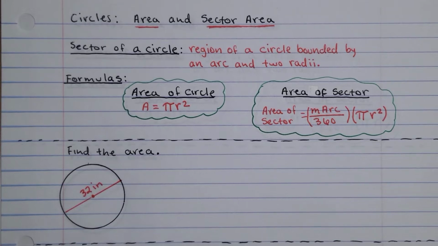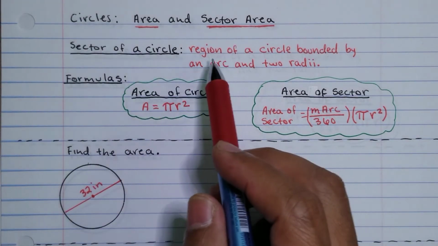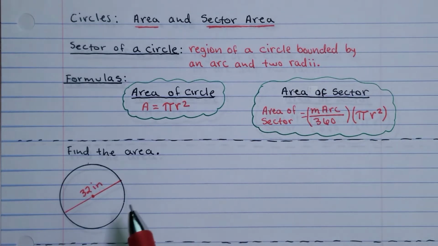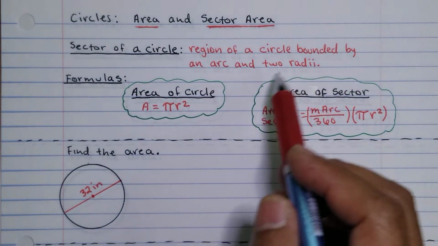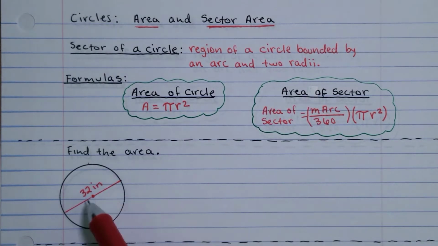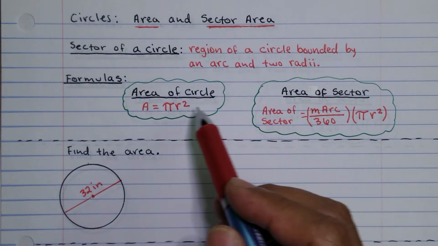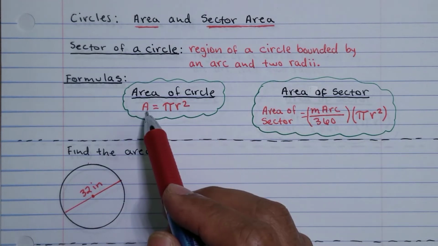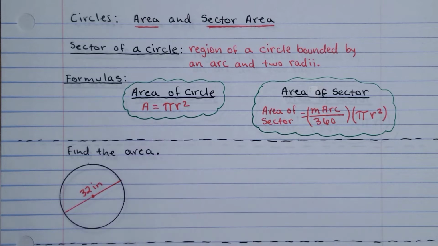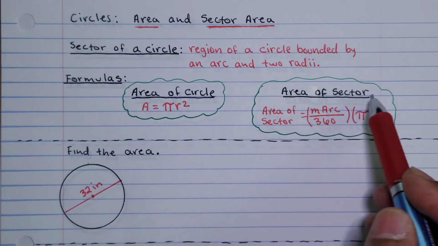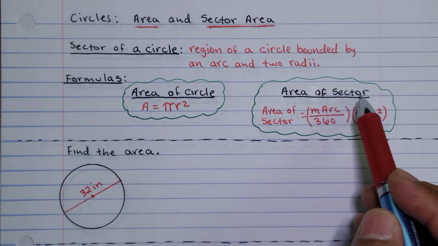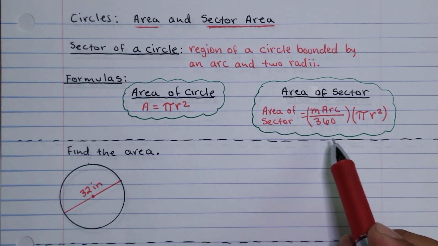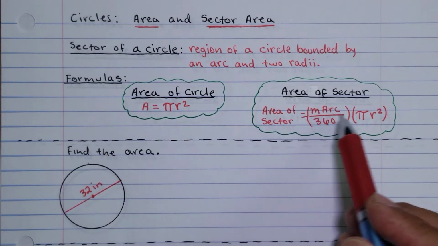Okay, so the sector of a circle is just a region of a circle bounded by an arc and two radii. And I'll show you this on this example next. But first, let me just give you the formulas. So to find the area of a circle, that's the area equals pi times the radius squared. What if I want to find the area of a sector of a circle? I'm not trying to find the area of a full circle, just part of the circle. So the area of the sector is given by this formula.